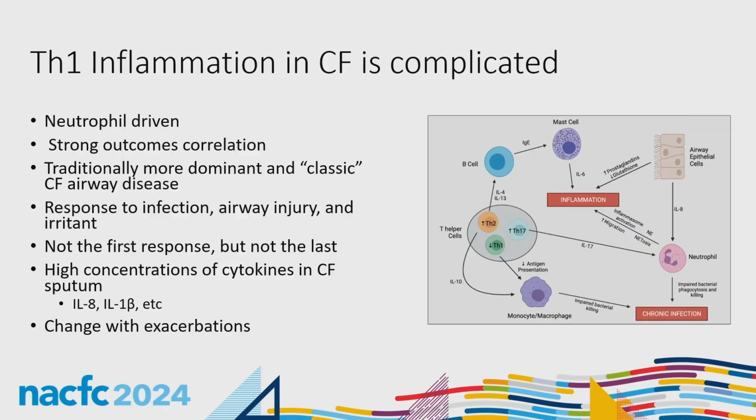But what I'm going to do is try to make this a little simpler, okay? We're going to start simple with just that this neutrophil, Th1 inflammation in CF is complicated. And I'm coming at this from a very clinical perspective. So certainly there's strong outcomes correlation, things that Dan just talked about. A lot of associations with IL-8 in the sputum and airway showing decreases in FEV1, kind of our biggest clinical markers that we have.